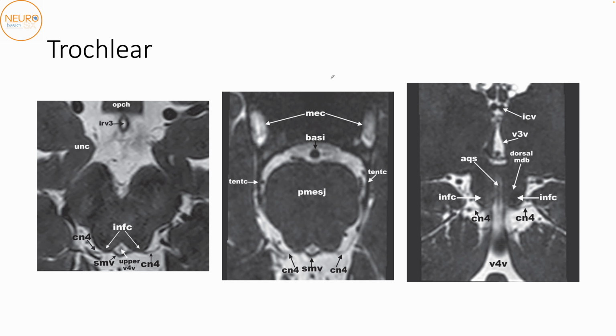Okay, so we can pick up the trochlear nerve also. Remember that the trochlear nerve arises from the dorsal surface of the midbrain. So here, this is the dorsal surface. Just at the level of the inferior colliculus, the fourth cranial nerve will arise. And then it will wrap around just below the tentorial edge. So as you can see, this is the fourth nerve trying to run and enter below the tentorial edge, mainly over here.